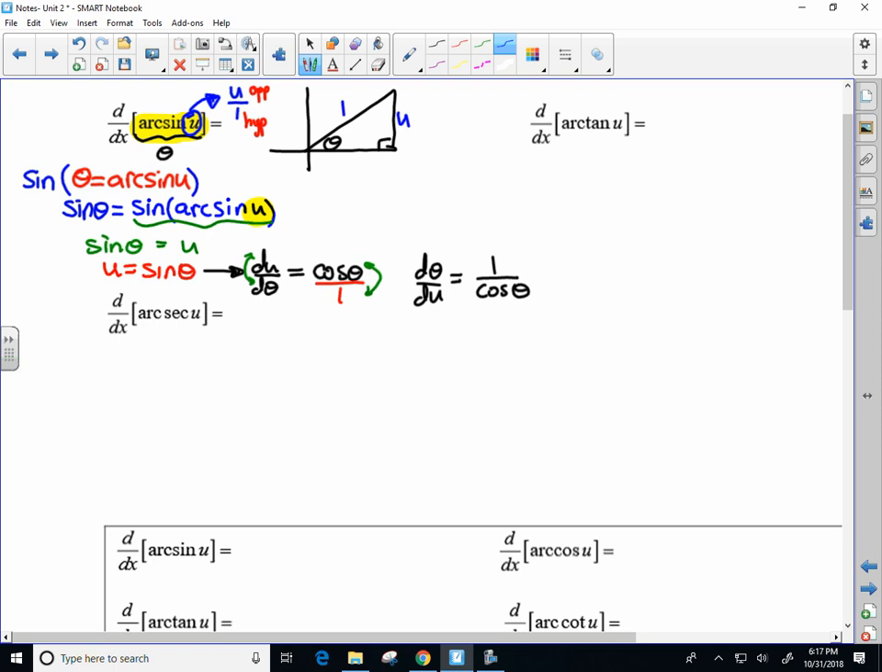Now cosine is the ratio of adjacent to hypotenuse. All right, so I need to come up with the adjacent side. I need this guy here. All right, so by the Pythagorean theorem, that would be the square root of 1 minus u squared.